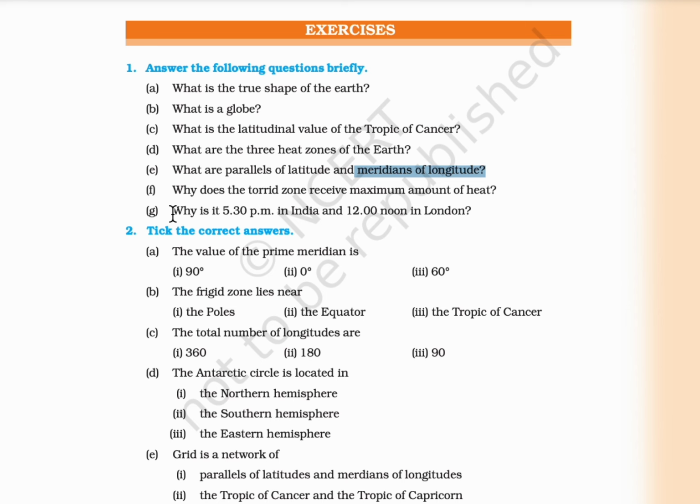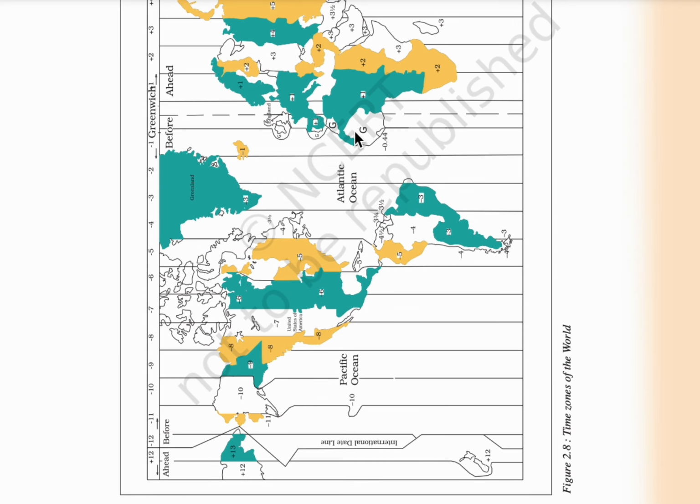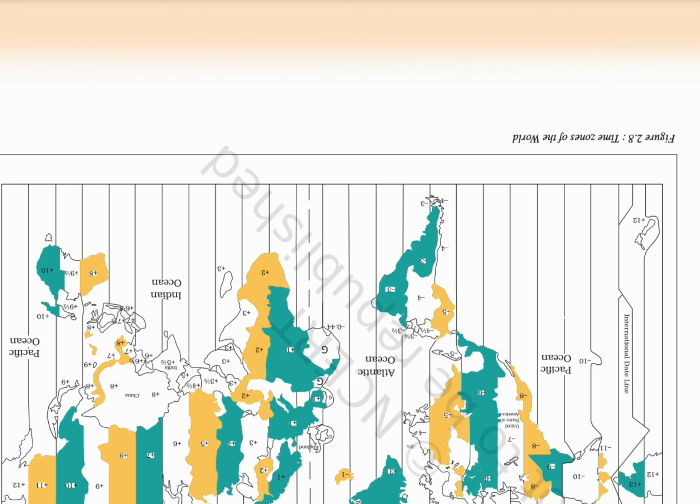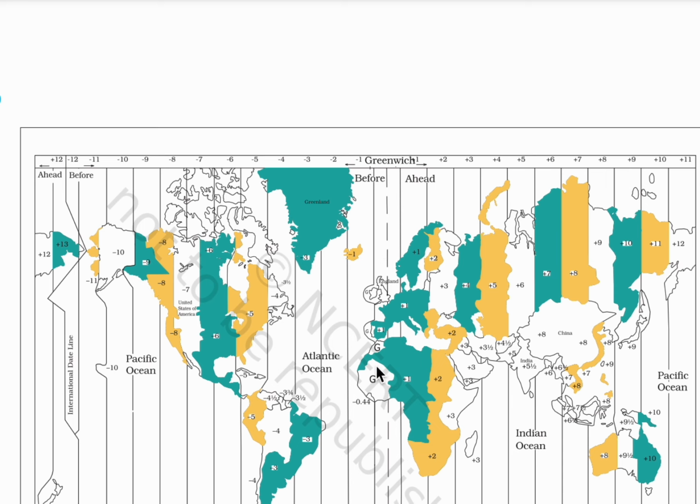Next is, why is it 5:30 p.m. in India and 12 noon in London? We have learned this. From the Greenwich, when we measure the time, London also passes through here. Here you can see England. When it is 12 noon here, it will be 5:30 in India because India is east of the Greenwich. That means the time is ahead of the Greenwich.